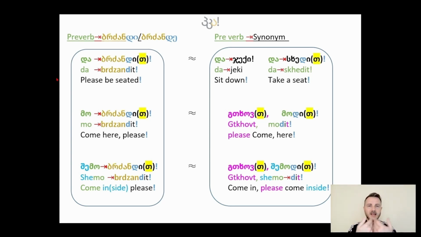So moBRDZAN-de-t is to come to me. daBRDZAN-de-t is I'm offering you somewhere to sit. Sit down, please be seated. daBRDZAN-de-t. And you can see here that they should follow that order, right? moBRDZAN-de-t, daBRDZAN-de-t. Come here and please take a seat. What's interesting in Georgian is that you've just changed the preverb, not the verb. And I think that that is, in essence, why I wanted to do this tutorial.